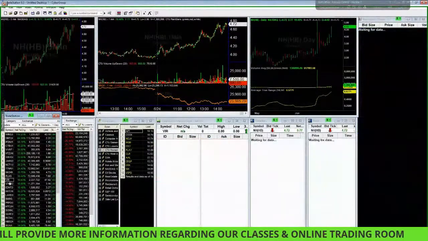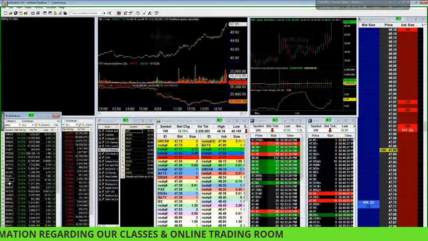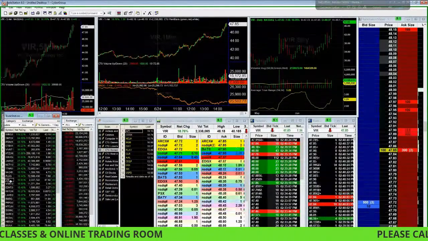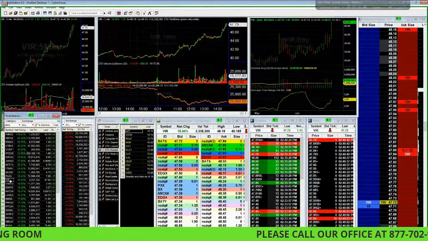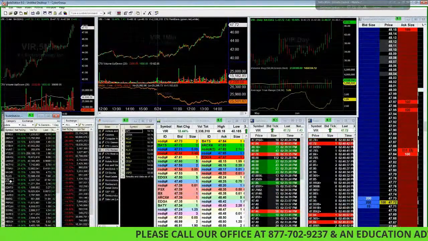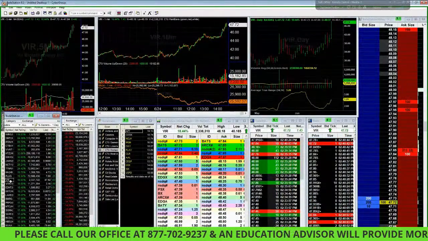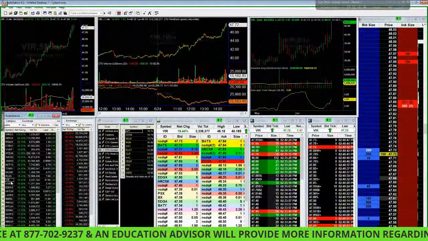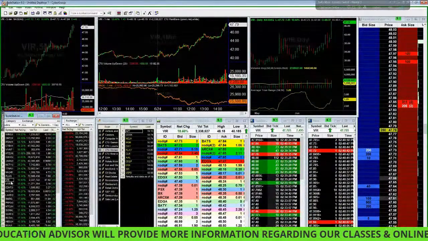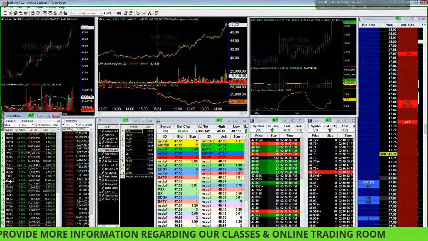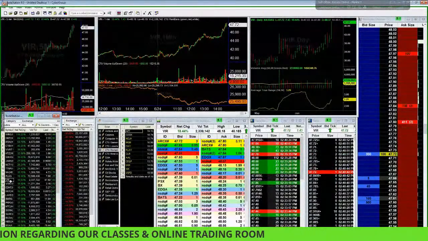Let's see, VIR, VXRT. This one's a familiar name. And this VIR one's just flying at this point. Wow. $47, $48 stock, obviously, given the run up and the lack of liquidity on the order book, this thing is going to move very sharply still, even if we happen to see a bit of a volume drop off here in the next few minutes.